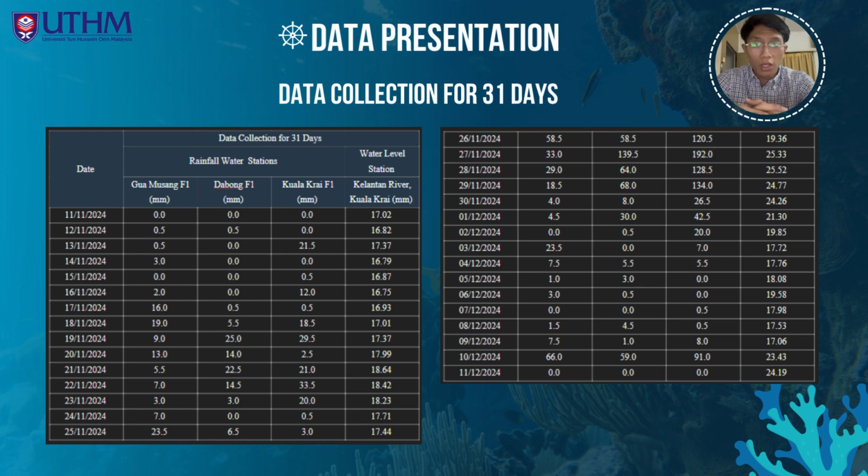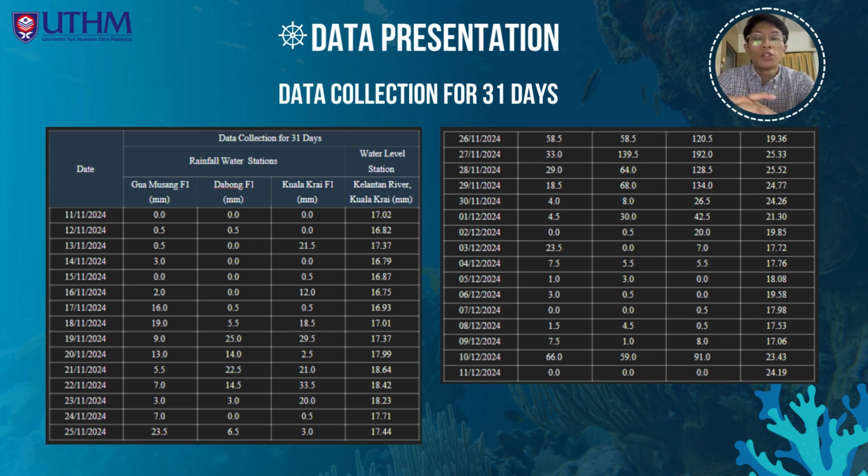As for the rainfall data, I use data from 3 stations, which are the Gua Musang, Dabong and Kuala Krai stations. Several dates recorded high rainfall, especially on 18 November, 21 November and 10 December, which recorded the highest rainfall, up to 91 mm at Kuala Krai. As for the water level data, it was taken from the Kelantan River station in Kuala Krai.